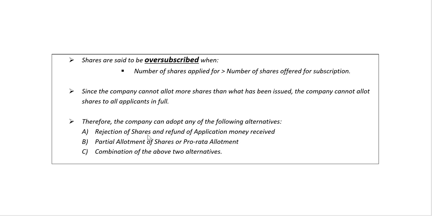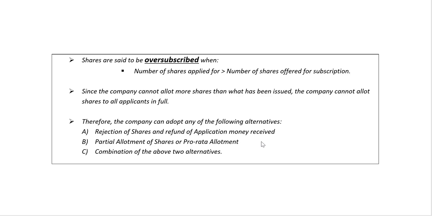Therefore, the company can adopt any of the following alternatives. The first alternative is rejection of shares and refund of application money received. The second option is partial allotment of shares or pro-rata allotment. And the third alternative is a combination of the first and the second alternative.